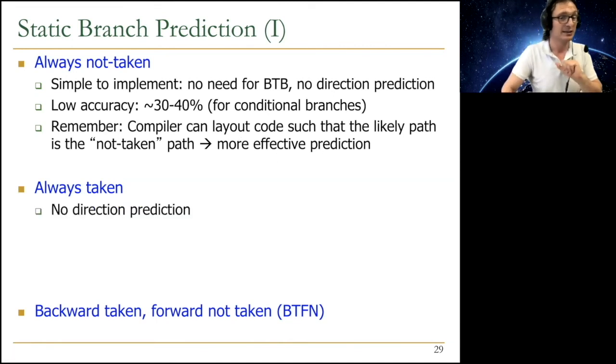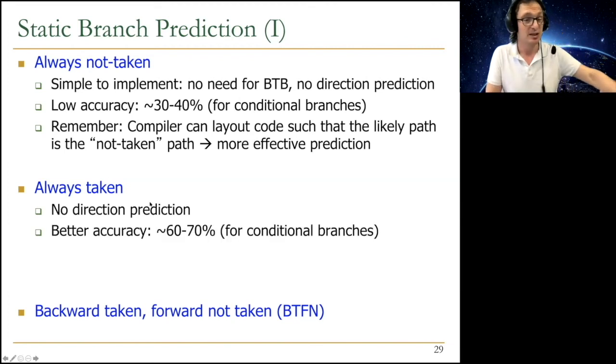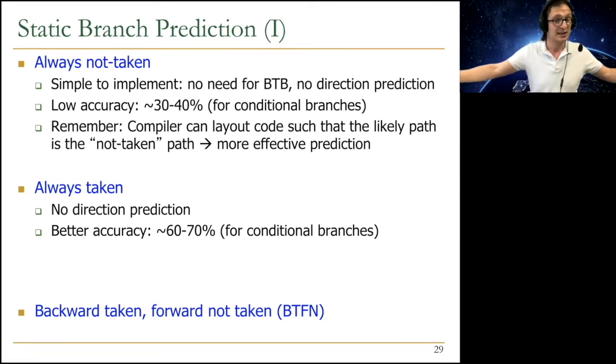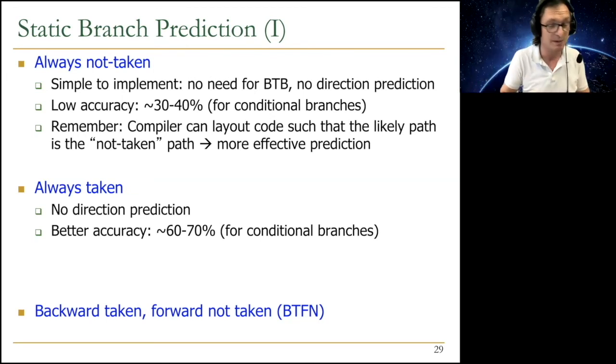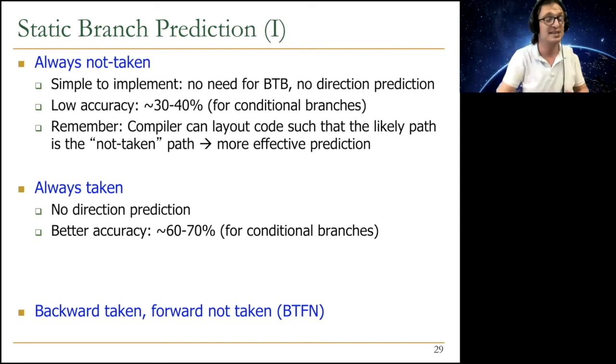Always taken, you need a BTB for this. Basically, whenever you see a branch, and if you have a BTB hit, you always predict it taken. No direction prediction needed. BTB is enough. It gives you better accuracy, 60 to 70%. Why? Because most of the branches are taken. I mentioned this last time, or when we covered pipelining a little bit, because most of the branches are loop branches, and usually loops are iterating. Basically, if you have a big loop, for example, if it iterates 100,000 times, you don't mispredict the branch much, right? Loops usually iterate, and as a result, they have taken branches, so you get better accuracy with always taken prediction.